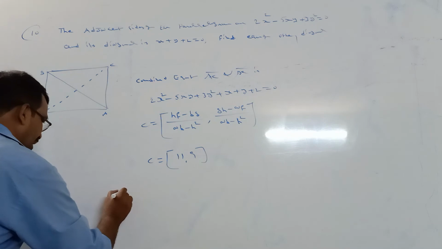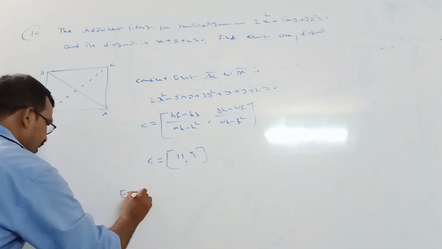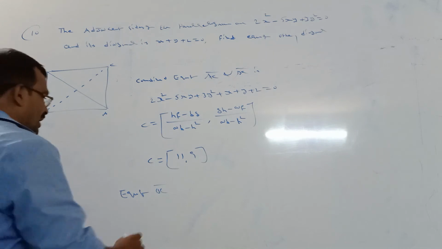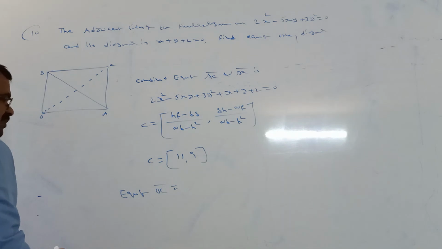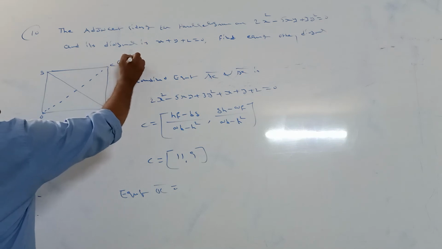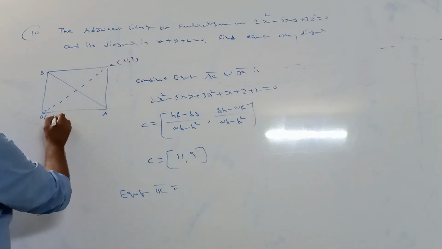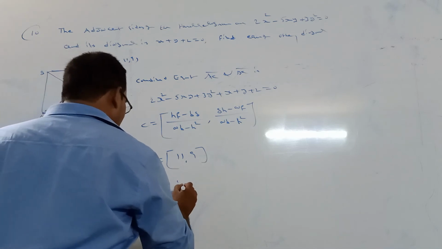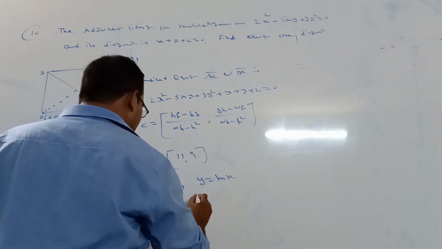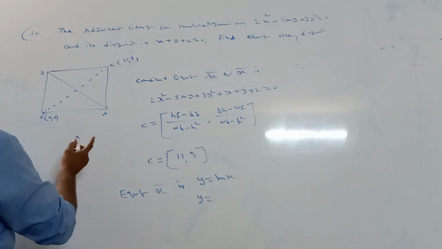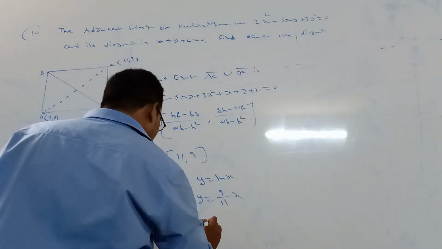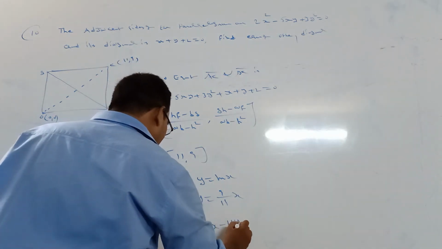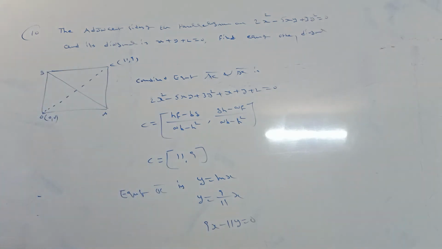So now the equation of the other diagonal OC is, O is the origin. The line which is passing through the origin means y equals mx. The point is (11, 9). The required line is y equals mx, m nothing but slope, (9 − 0)/(11 − 0), so y = (9/11)x. So the answer is 9x − 11y = 0.